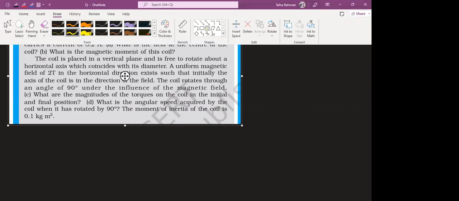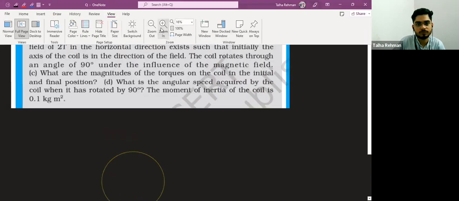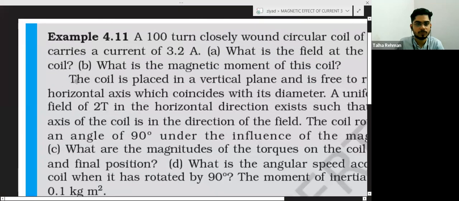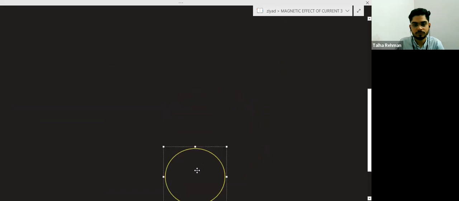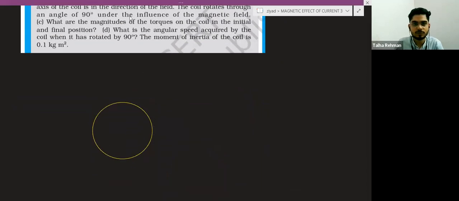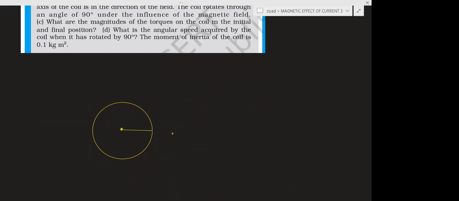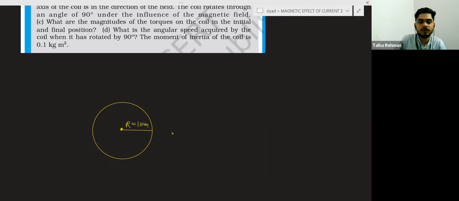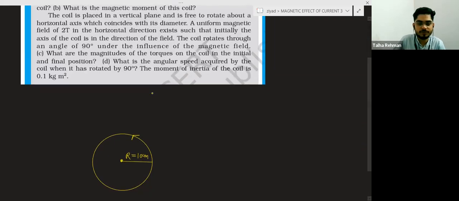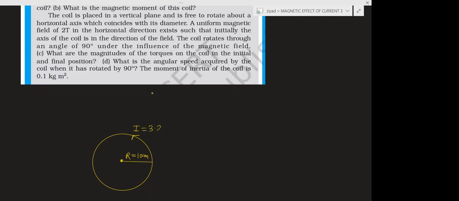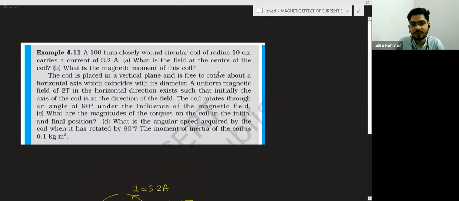So suppose this is your coil, and this coil has a radius of 10 centimeter. And suppose the current is flowing in this direction. I do not know the direction because it is not given, so I am just taking it anticlockwise. Current is 3.2 ampere, and the number of turns is given, 100. First part, what is the magnetic field at the center of the coil?